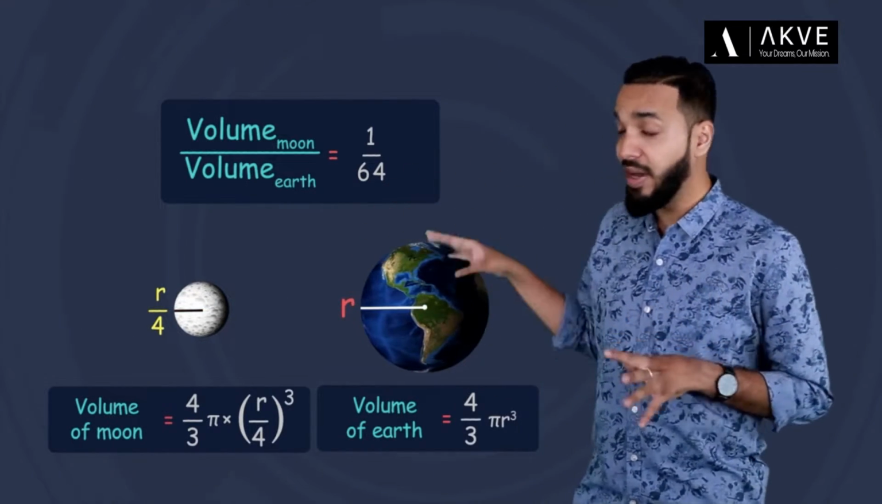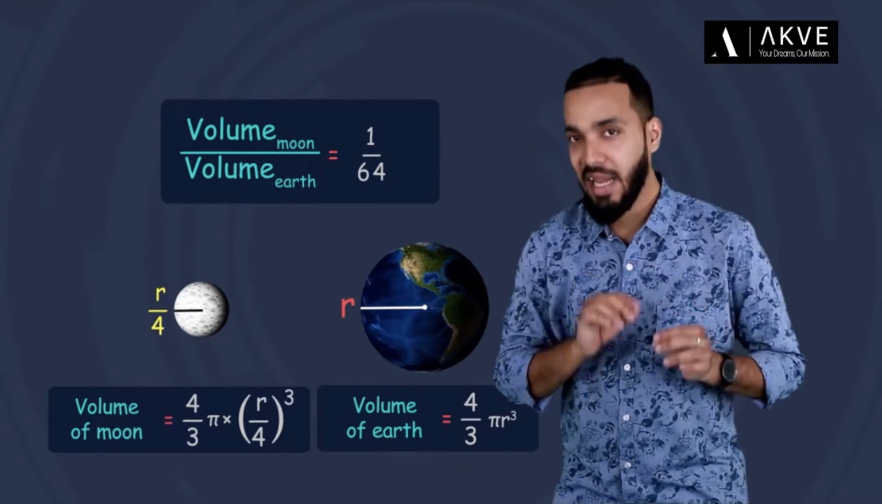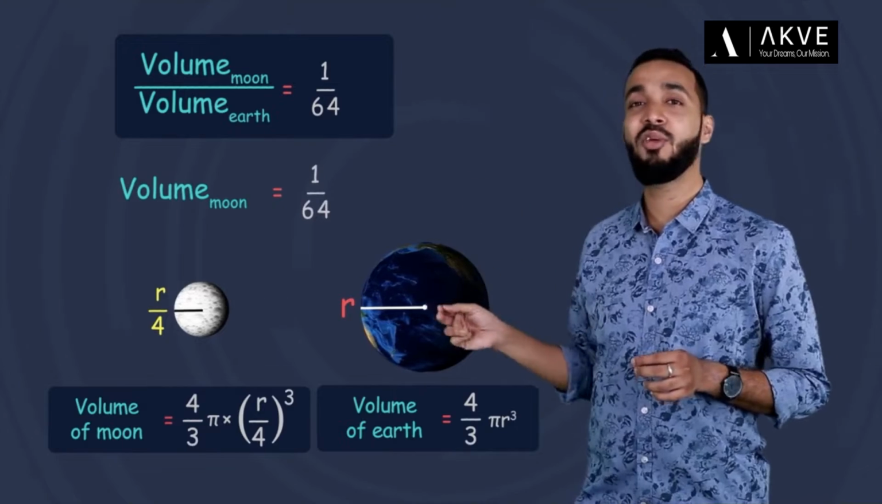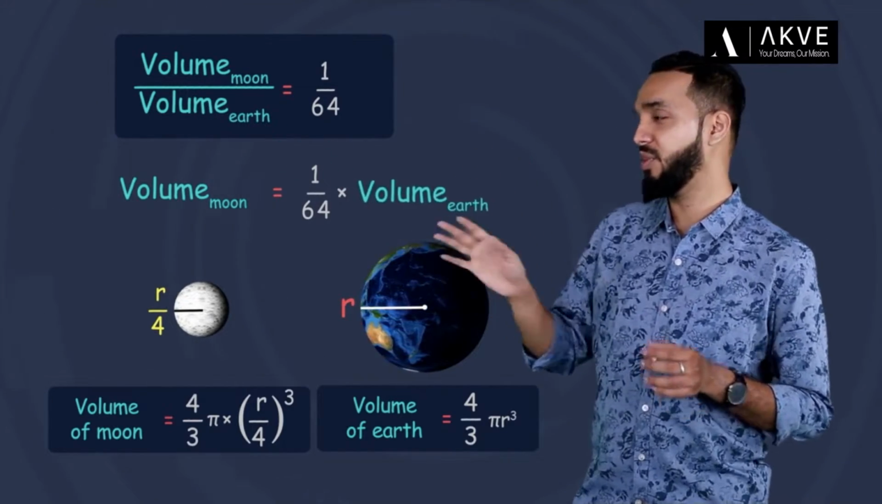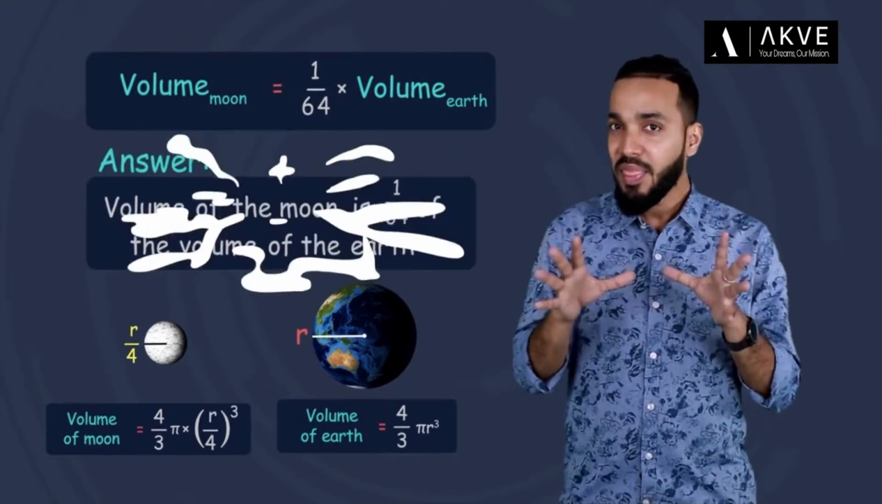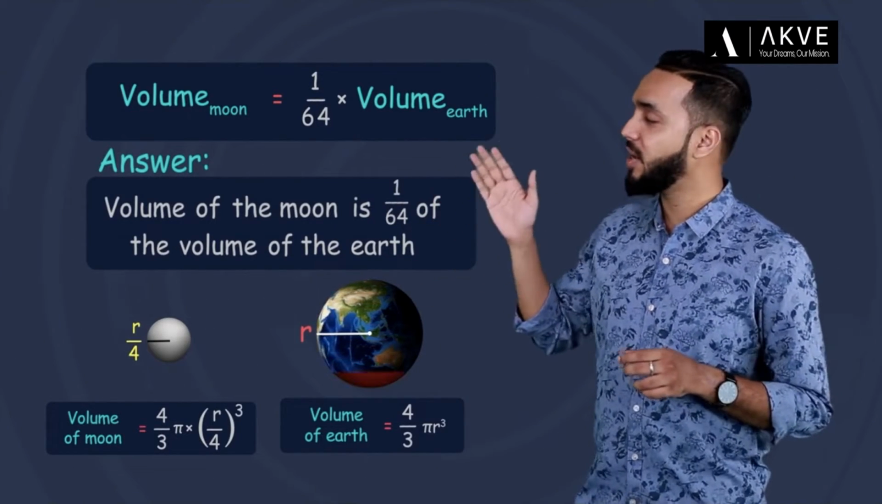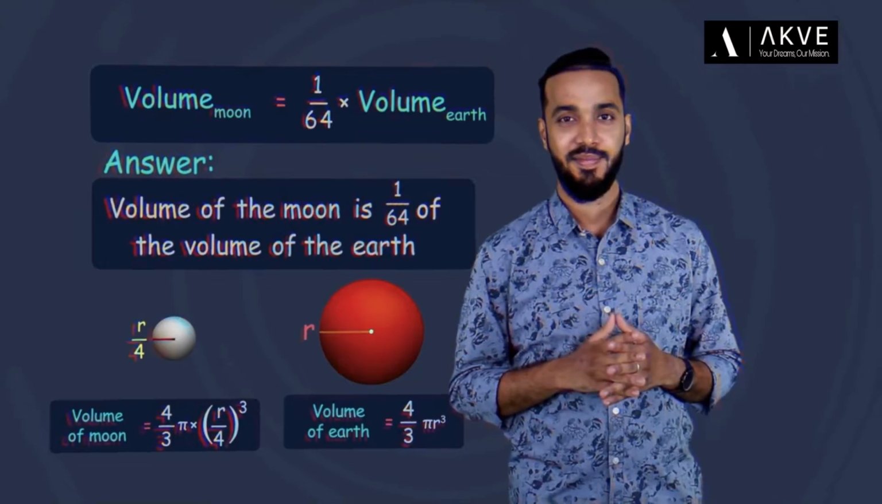So, on simplifying this further, we finally arrive at volume of the moon is equal to 1 by 64 into volume of the earth. So there you have it. The volume of the moon is 1 by 64 of the volume of the earth.